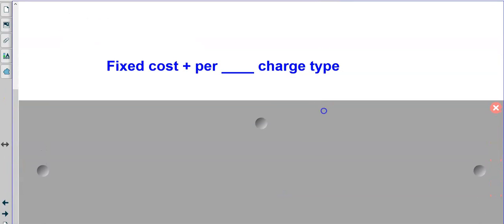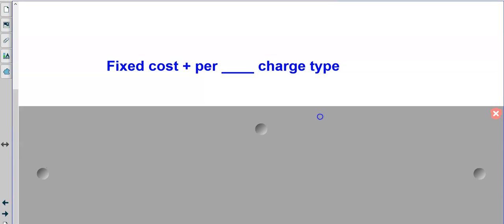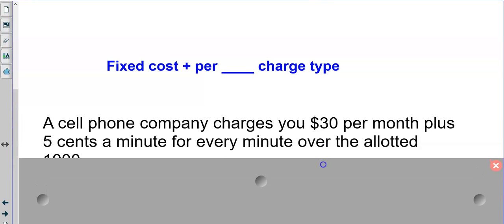There's different types. So let's talk about this type. It's kind of a linear thinking here. Like a fixed cost, like an initial value, kind of like a y-intercept there, plus a per hour charge, per minute charge, per day charge. That's an hourly rate or something like that.